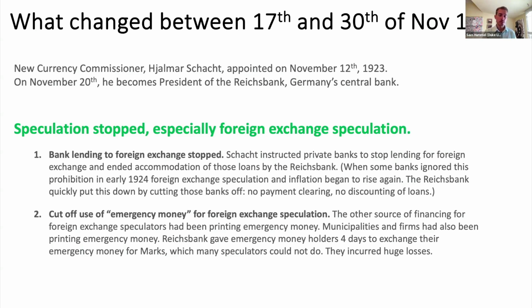There were multiple things, and he wasn't the only one involved, but one of the first things they did was stop speculation, particularly foreign exchange speculation. Banks were lending huge amounts of money to foreign exchange speculators that were essentially betting every day on the idea that the currency was going to continue to go down in value. Now, you can see that there are huge amounts of bets on the foreign exchange in the Bourse in Cologne, right?